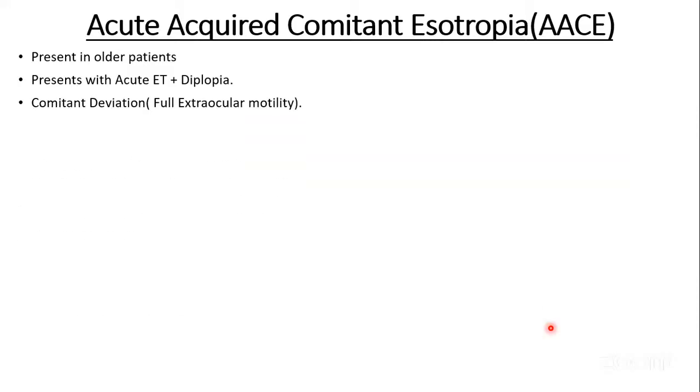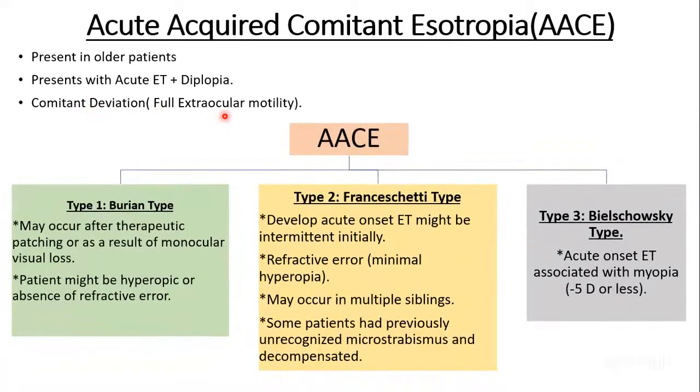Then we will come to something called acute acquired comitant esotropia. Usually it presents in older patients, usually more than 5 years of age. The patient will present with acute esotropia, diplopia in some of the patients, and comitant deviation. That will differentiate this problem from sixth nerve palsy. Those patients have a comitant deviation and full extraocular motility.